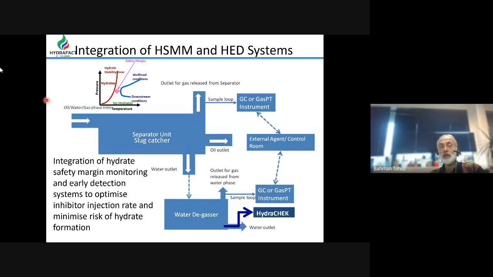And the combination of the two, HydraCHEK and HydraSense, will give a powerful system for you. You can extend your test. You can reduce the amount of inhibitor. You can even predict if hydrate is melting or not. It gives you excellent capability.